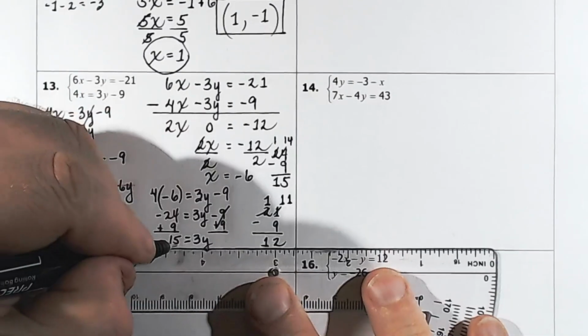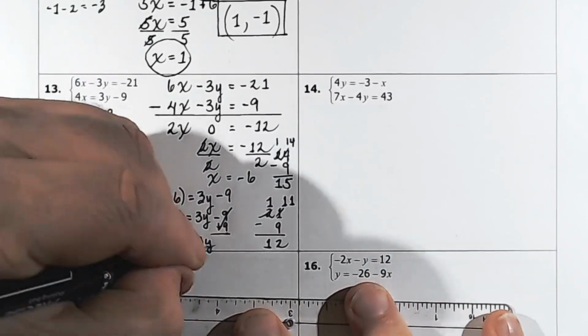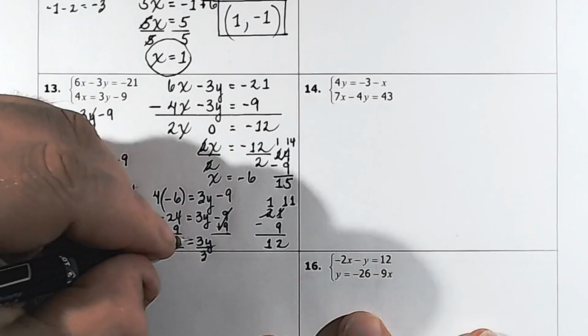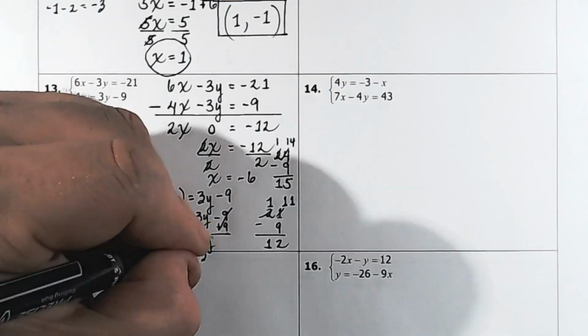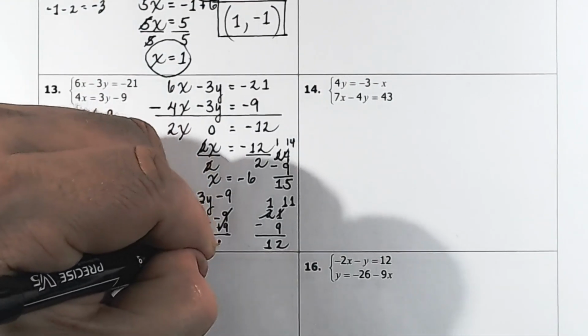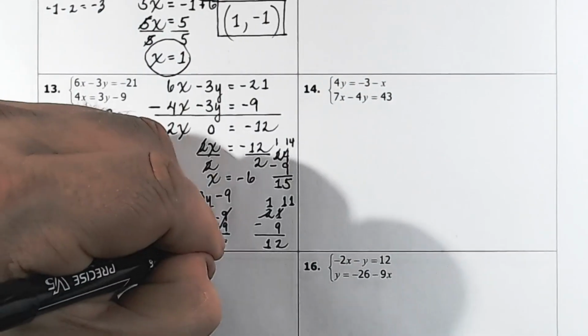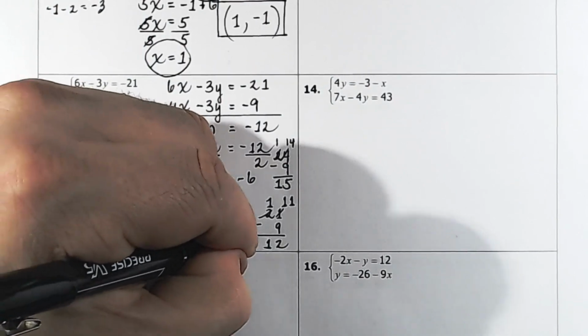Well, now what? Well, now we have to divide both sides by the coefficient of y. So I'm kind of bleeding over into the next problem a little bit here. But there was a lot to write. We divide both sides by 3. The 3's cancel on the left. And I have negative 15 divided by 3 on the right. Well, negative 15 divided by 3 is negative 5. Therefore, okay, I have y equals negative 5.